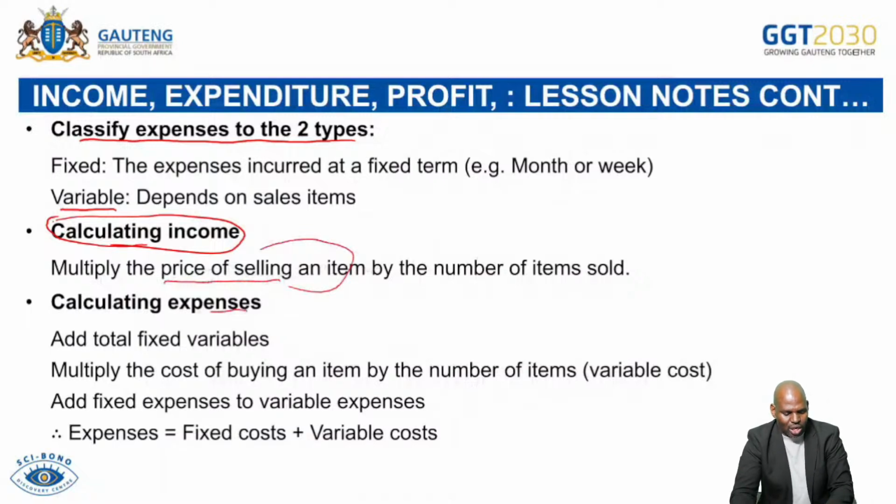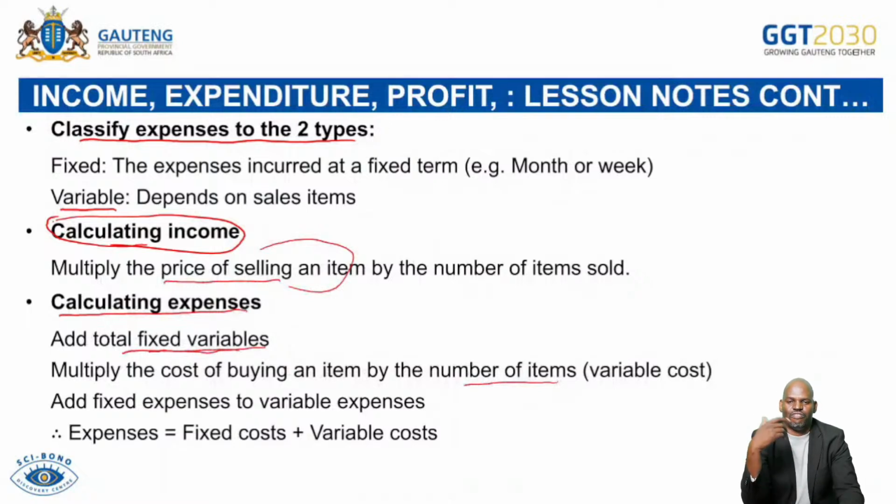And then how do we calculate expenses? If we calculate expenses, we add the total fixed expenses, and then we multiply the cost of buying an item by the number of items. If, for instance, you are selling sweets, obviously there's a cost there. It means you must go and buy stock. How much does it cost you for one sweet? Then that will be a variable expense.